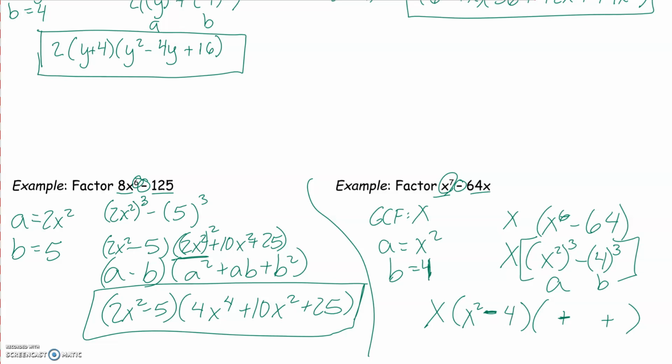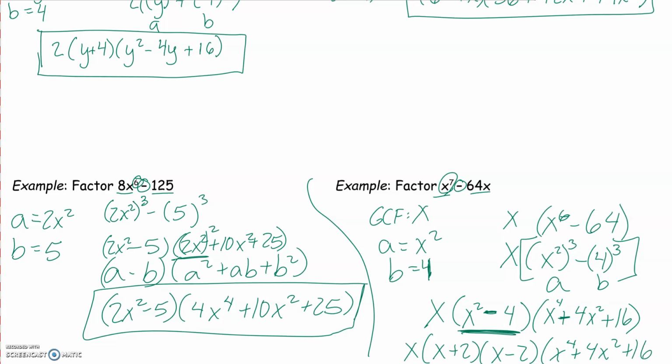And then we're going to end up with on the inside x to the 4th plus 4x squared, and then on the end is just 4 squared, which is 16. All right, now we do have a difference of squares right here, so we do need to continue on. So it's going to be x plus 2 and x minus 2, x to the 4th plus 4x squared plus 16.